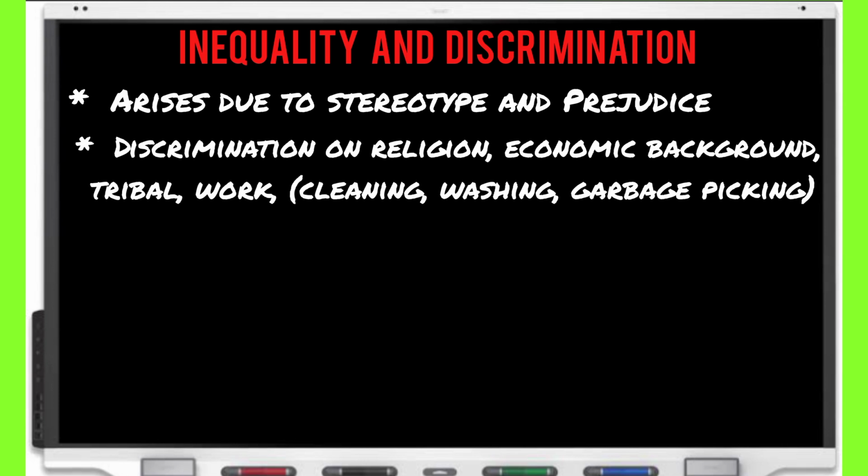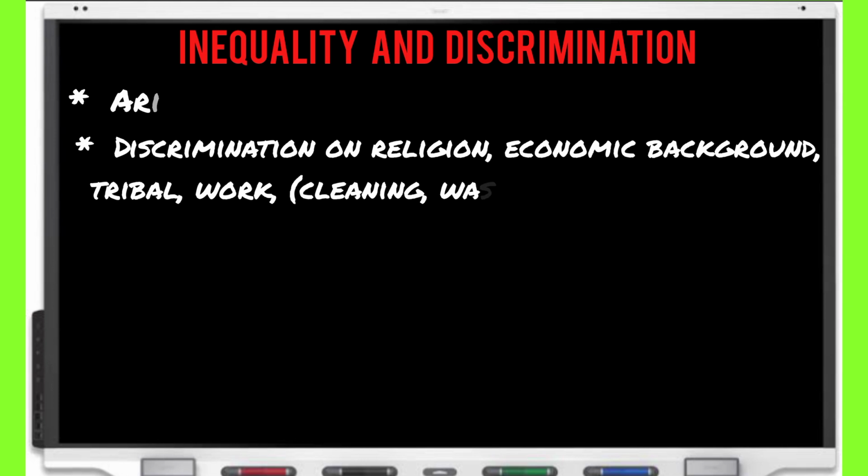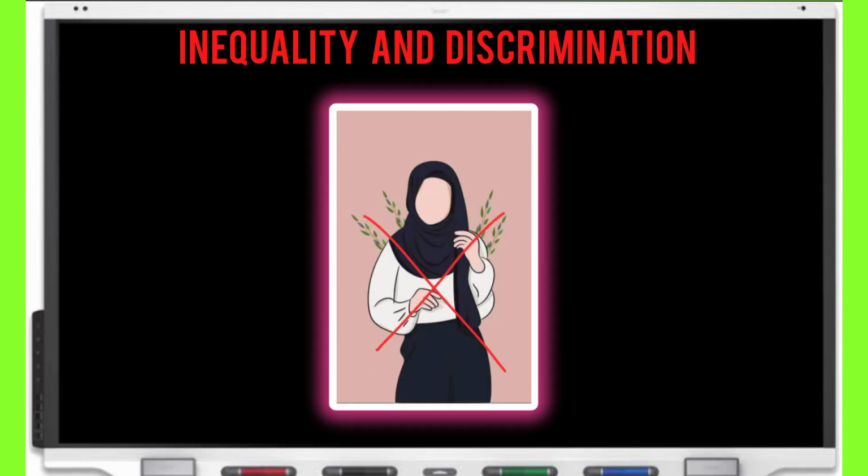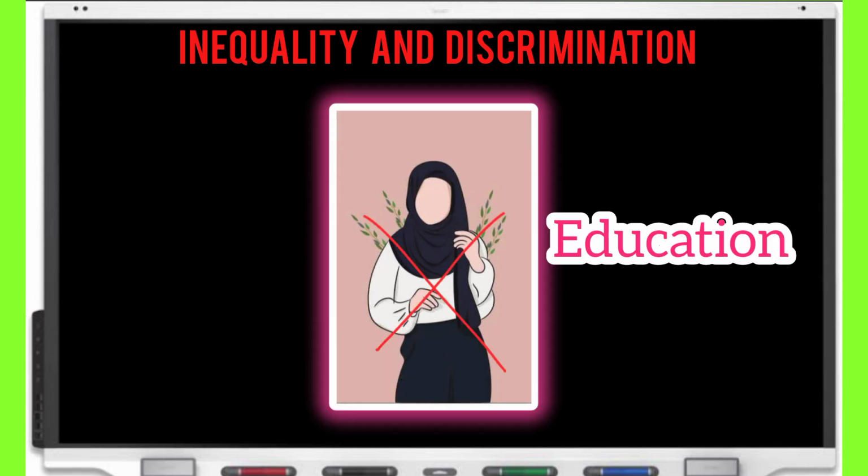Now all this arises primarily due to prejudice and stereotype, or the mental framework that one has. An interesting example is that Muslim girls were not allowed education. Again, that's a kind of stereotype that exists.